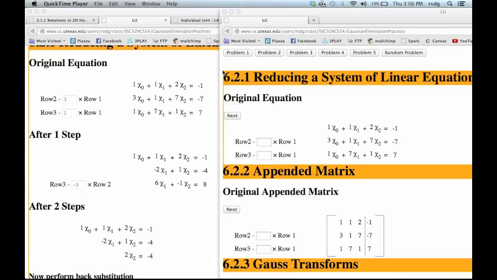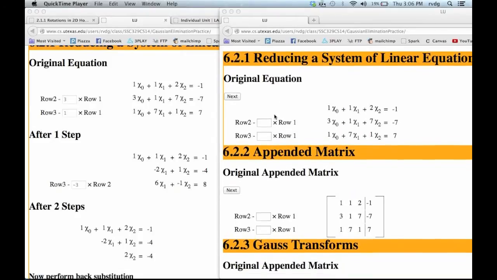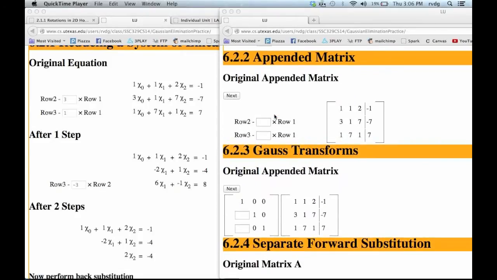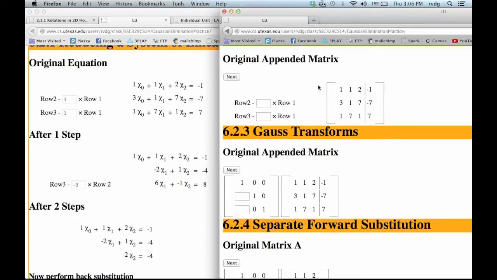So what I've done here is I've opened up a second window so that we can work with the appended matrix right next to where we had the original matrix. What I want you to do is copy over this appended system, solve the linear system using the appended system, and then come back and check if you did the right thing. And go ahead and do that now.